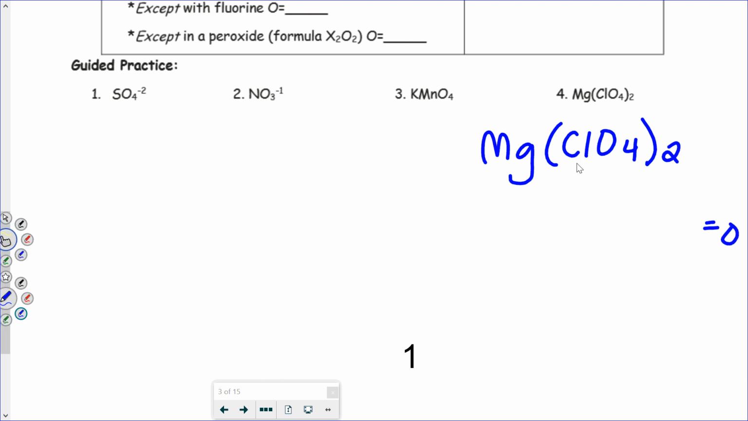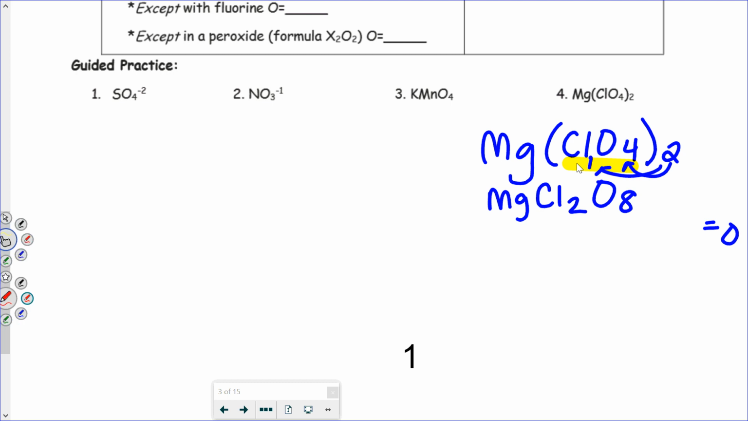Now what's probably throwing you off is that you have parentheses and then you've got something outside. Remember, the parentheses, the subscript outside applies to everything inside. So I can actually rewrite this as Mg. This subscript inside is 1, so 2 times 1 is 2. Cl2, 4 times 2 is 8, O8. I can rewrite it that way. All right, now it just becomes like our other problem.